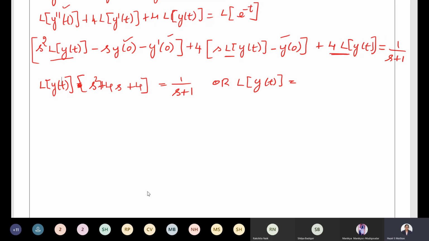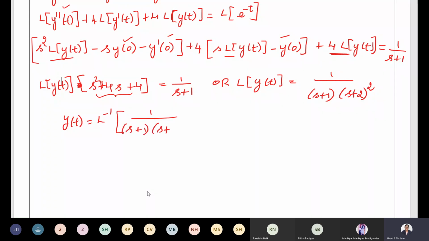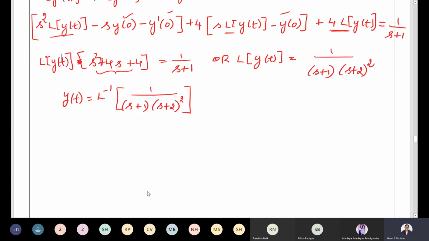The Laplace transform of y of t will be, see this term, what is this term? It is s plus 2 the whole square. Very good. So what will be y of t? Y of t will be L inverse of 1 divided by s plus 1 into s plus 2 the whole square. Now we have to find the inverse Laplace transform of this.